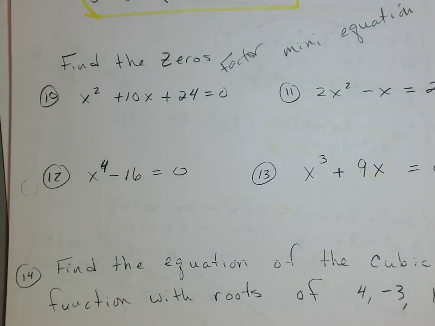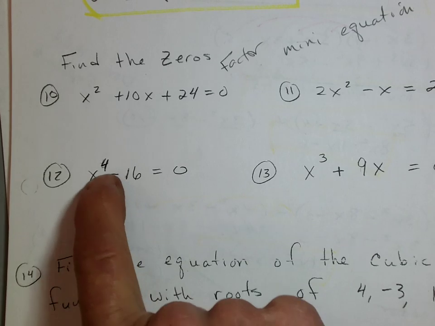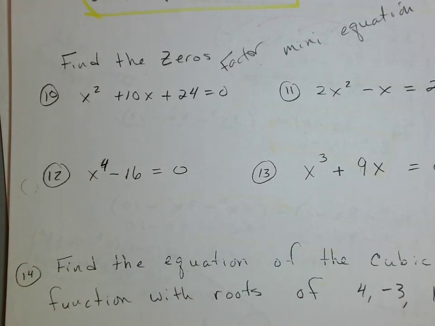X squared, 2 answers. X cubed, 3 answers. X to the 4th, 4 answers. Okay. So first of all, number 10, let's factor.